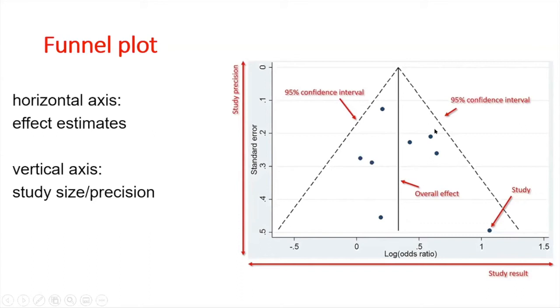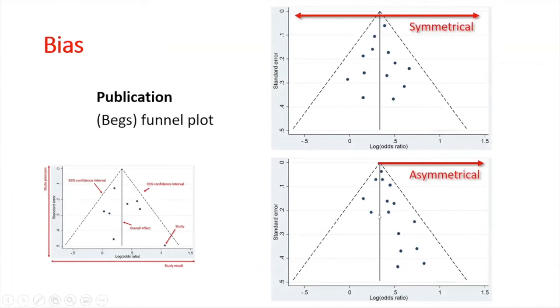This data, on the other hand, this funnel plot looks asymmetrical. There are not enough studies on this side. And the commonest cause is publication bias. Small studies showing no result tend not to get published. And therefore, that's why they're missing on this side, okay?